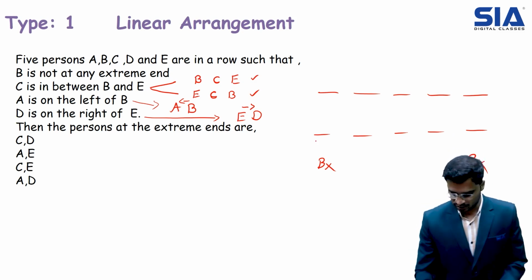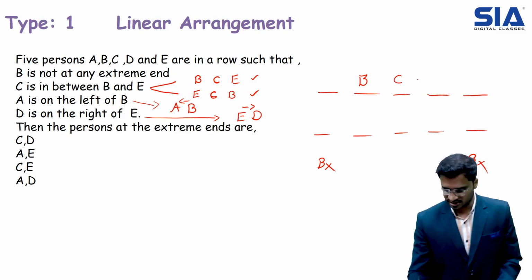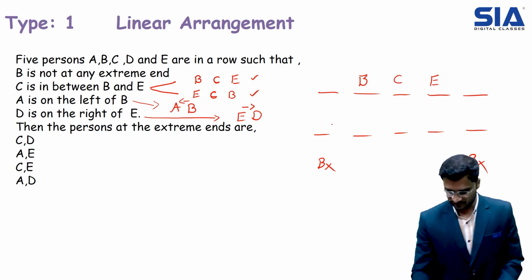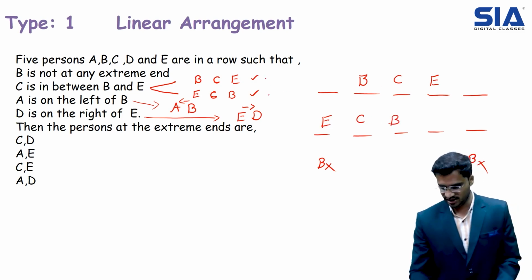So let us see. B should not sit at any extreme end, so let us seat B here. Then B, C and E, or E, C and B. So I am substituting these values here: B, C, E and E, C, B.